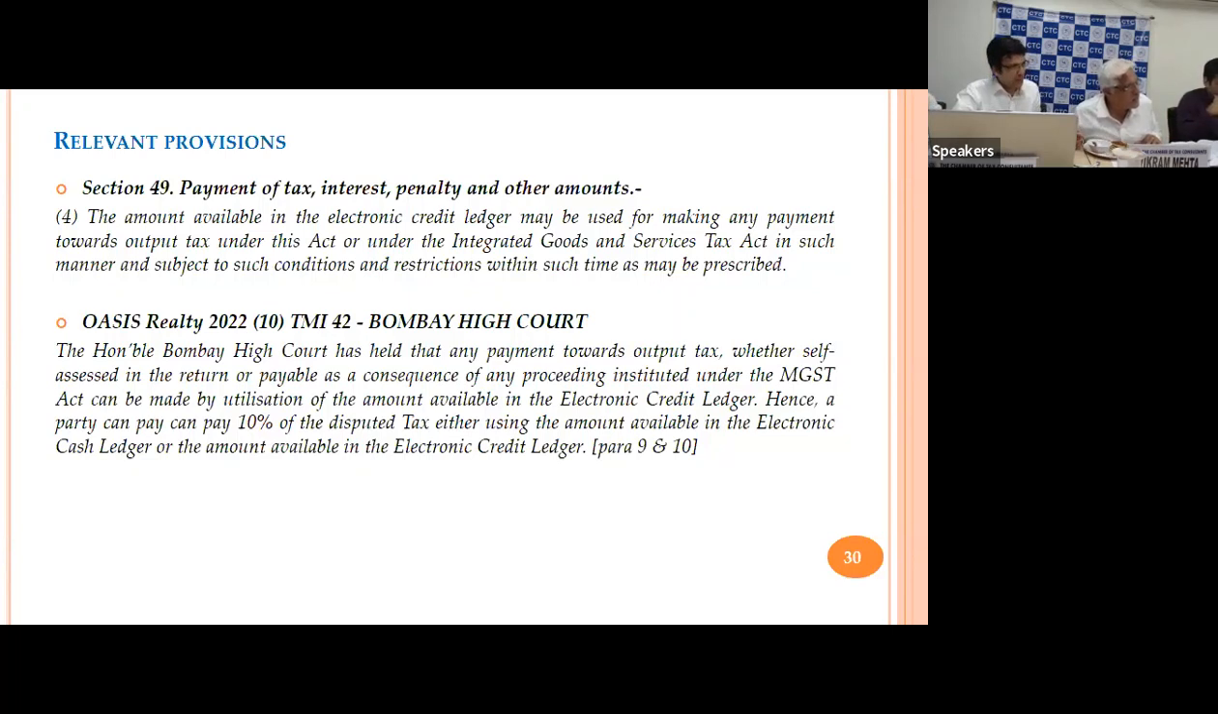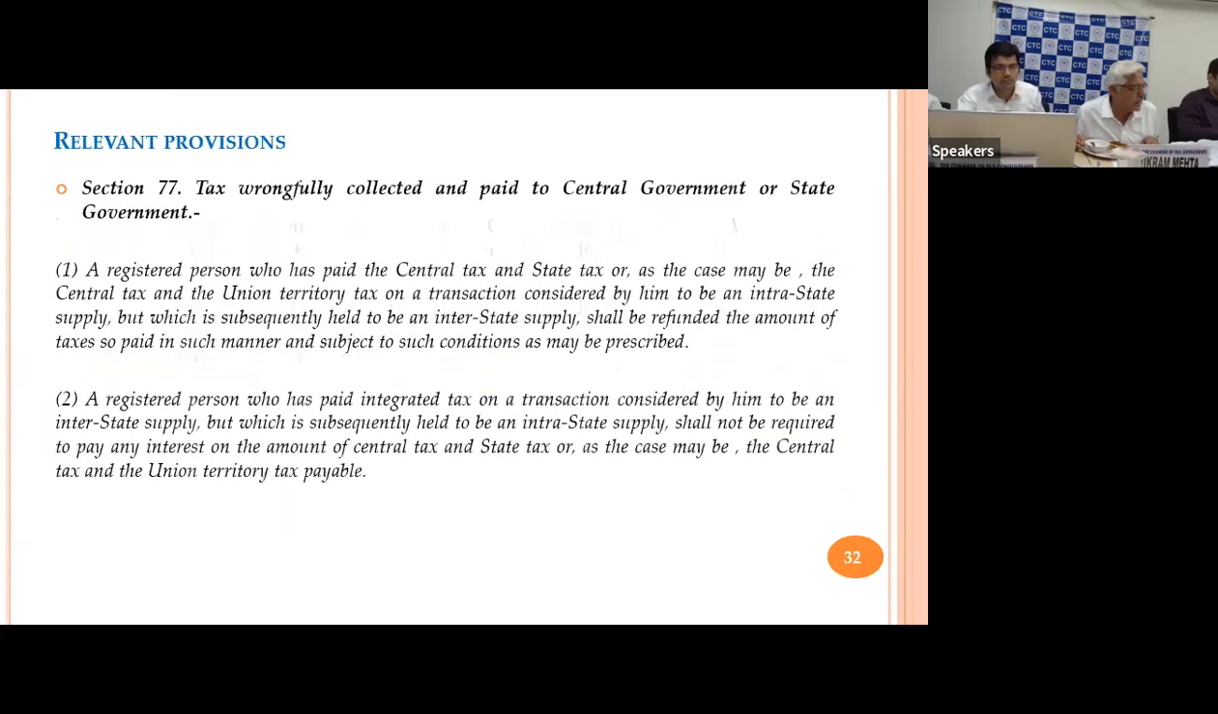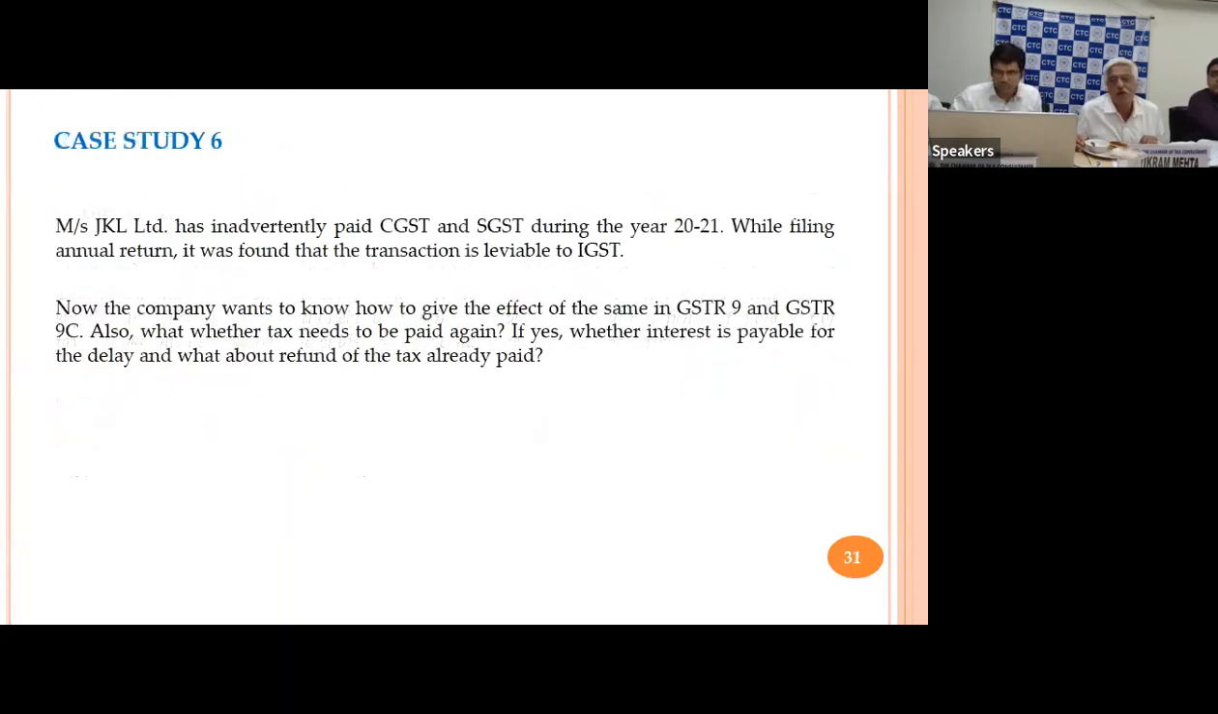Now the next case study is JKL Limited, which has inadvertently paid CGST and SGST during the year 2021. While filing the annual return, it was found that the transaction is leviable to IGST. Now the company wants to know how to give effect to the same in GSTR-9 and 9C. Also, whether tax needs to be paid again. If yes, whether interest is payable for the delay, and what about the refund of the tax already paid.